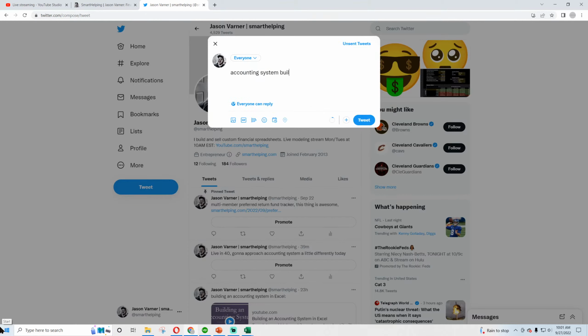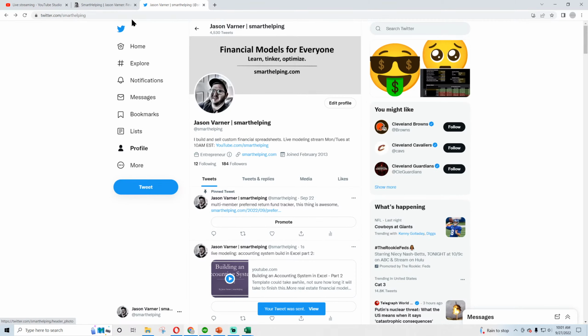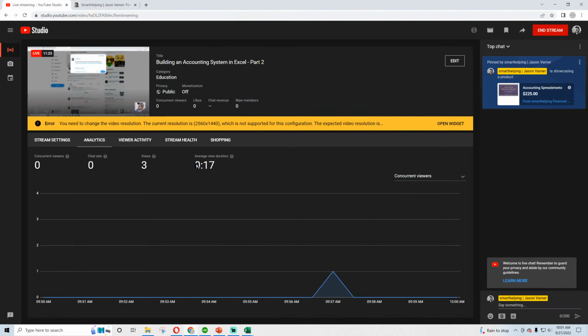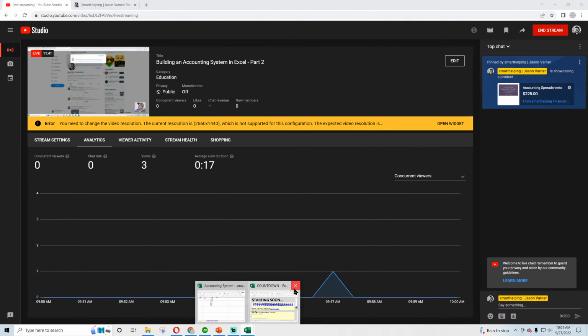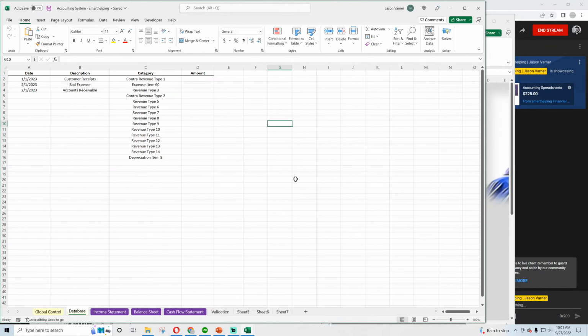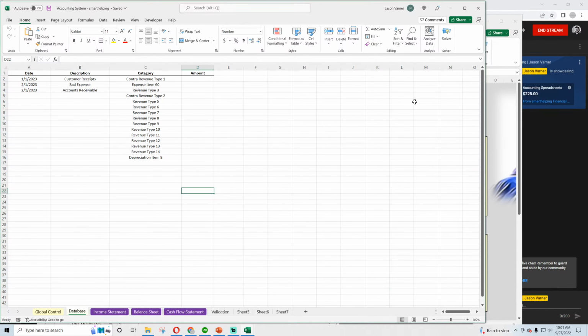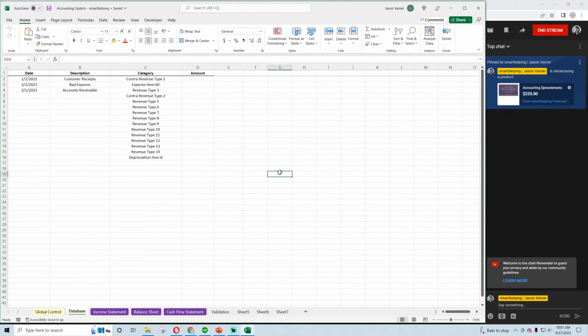Accounting system build in Excel, part 2. Okay, so that's out. Now this is tough. This is probably one of the toughest things I've done. It's different. Usually I do pro forma, financial forecasting. All right, we'll just minimize that. This is actual, tracking actuals.